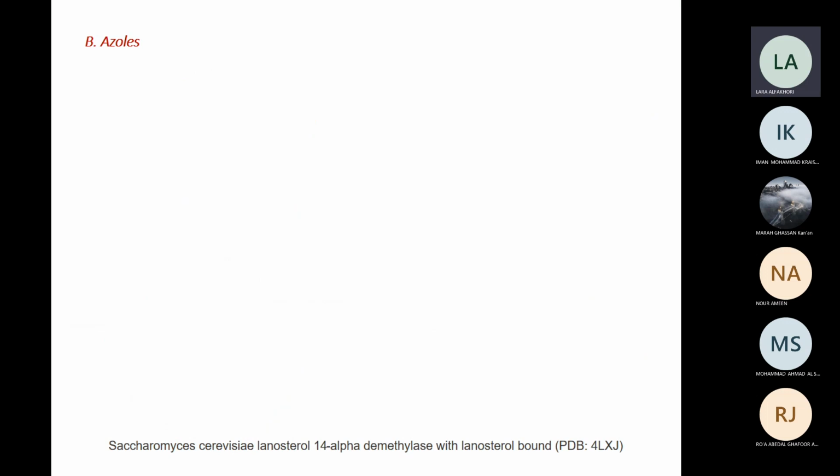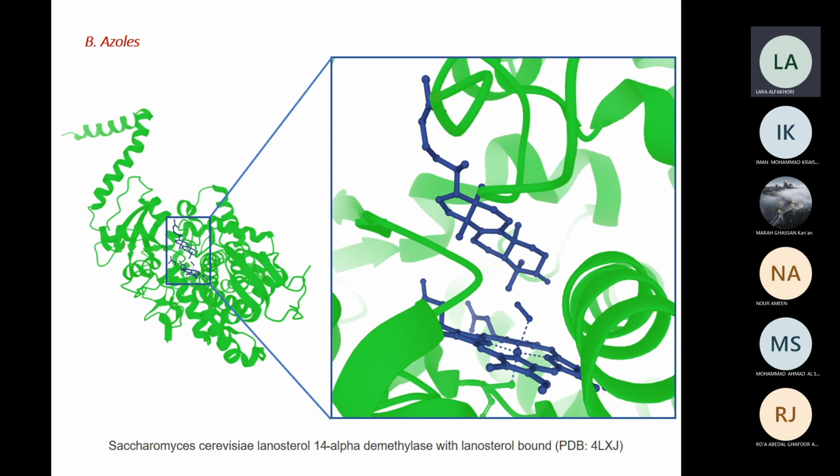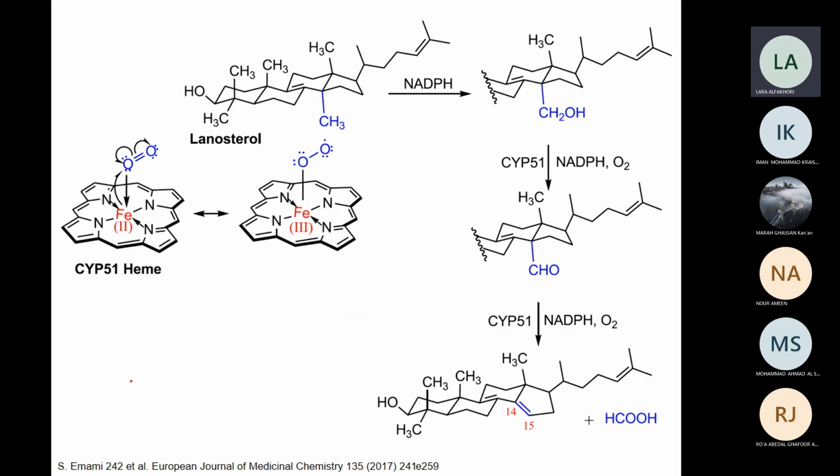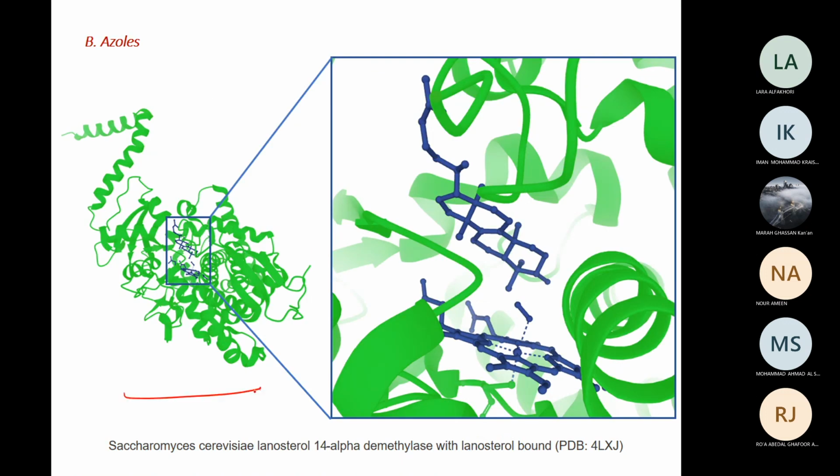Okay, now we move to another class, which is the azoles. We are still talking about the drugs that are interfering with ergosterol, but the azoles interfere with ergosterol biosynthesis. Remember that we said the enzyme that the azoles affect is called 14-alpha demethylase. The crystal structure you see in front of you is for 14-alpha demethylase bound to lanosterol. Lanosterol is the substrate for this enzyme.